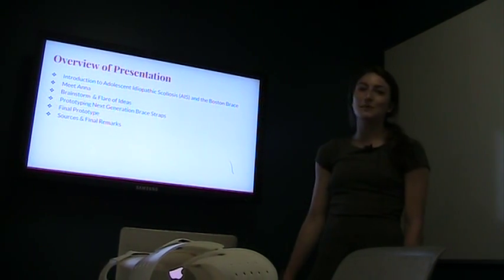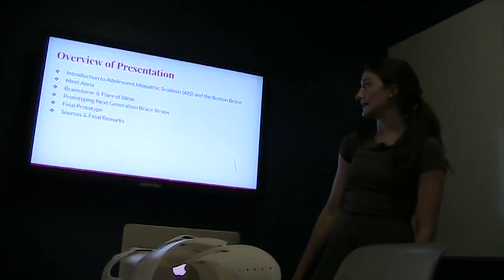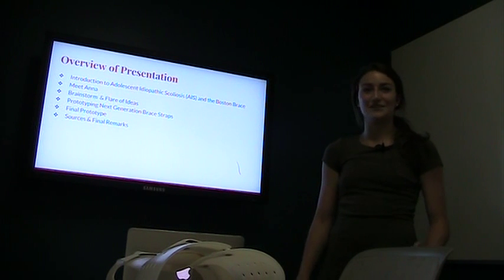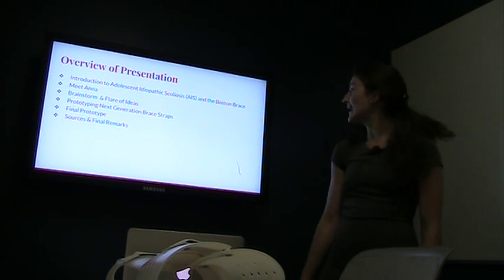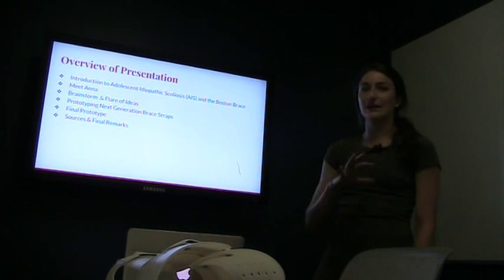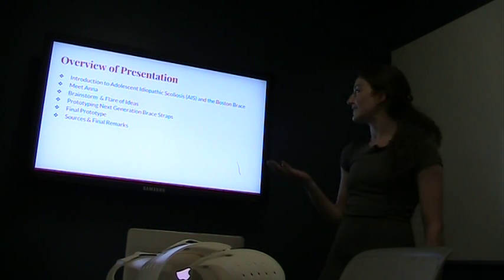So an overview of my presentation today. I'm going to start off with a brief introduction to adolescent idiopathic scoliosis so that you know what that is in case you're watching and haven't heard of it before. And I will be referring to it as AIS for short. And I'm going to talk a little bit about the Boston brace specifically after I introduce that. Then we're going to meet Anna, our core user that I worked with on this project.